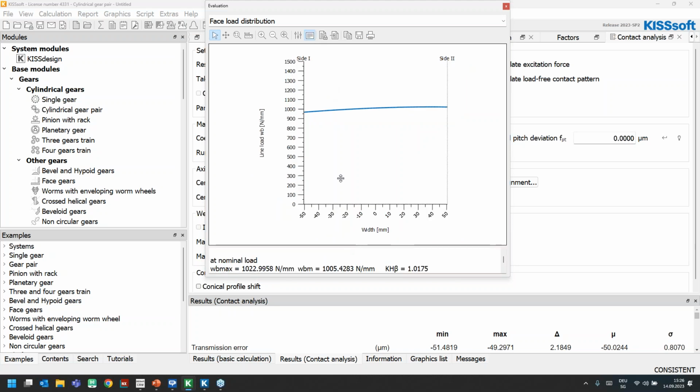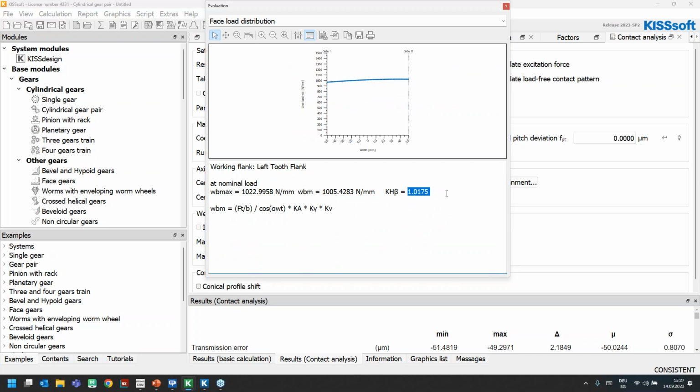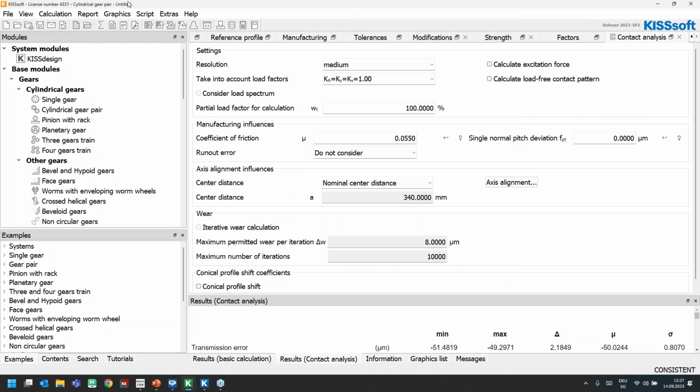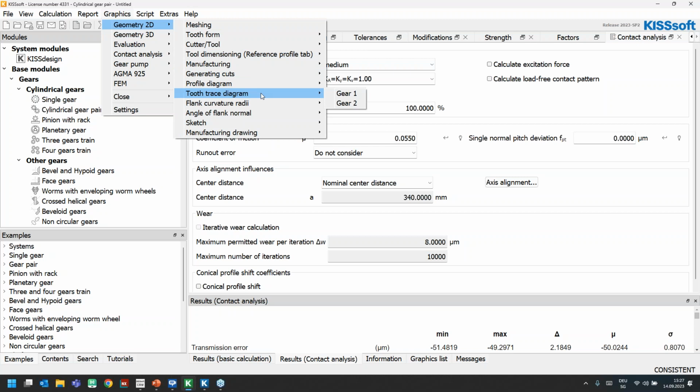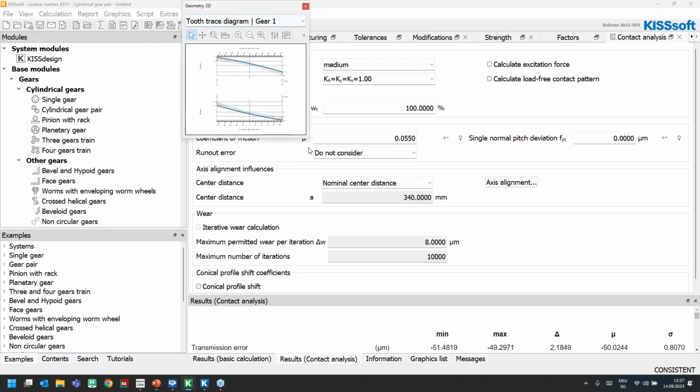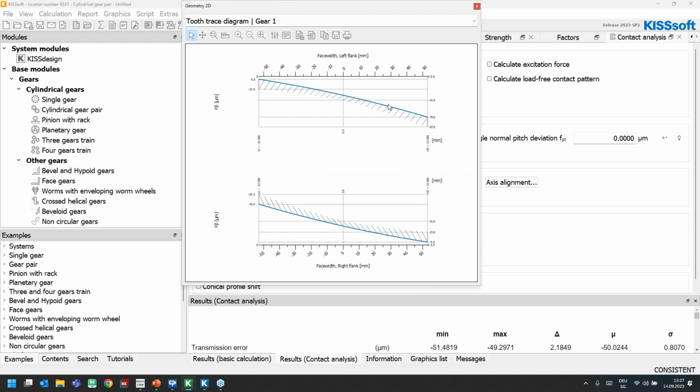And here in the comments section, we can see that in this case, we have managed to reduce the face load factor to 1.01, which is a good result. And this was just a proposal done by the software, right? I did not have to size the modifications manually. How do these modifications look like? We can go to graphics, geometry 2D, tooth trace diagram, gear 1, and we can basically see this modification. There's a very, very small crowning, and basically we remove material then on this side too.